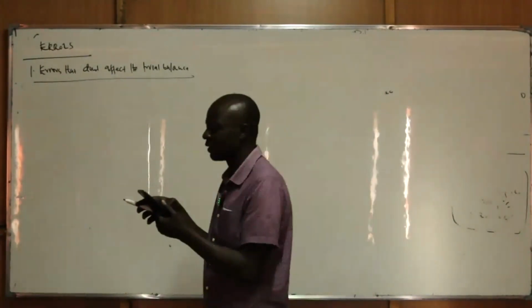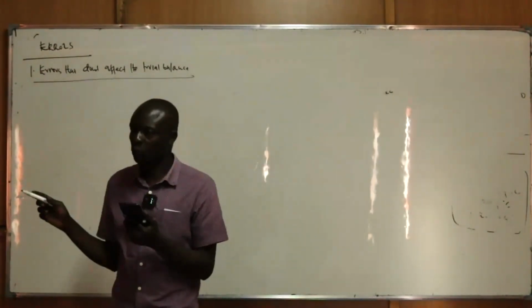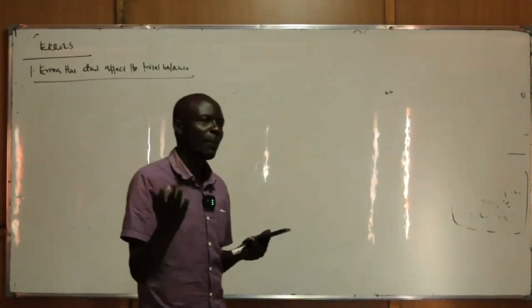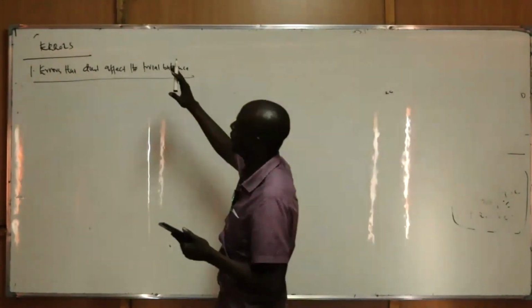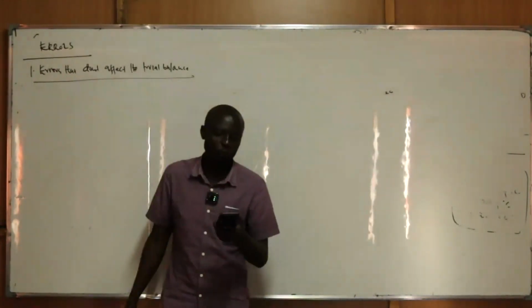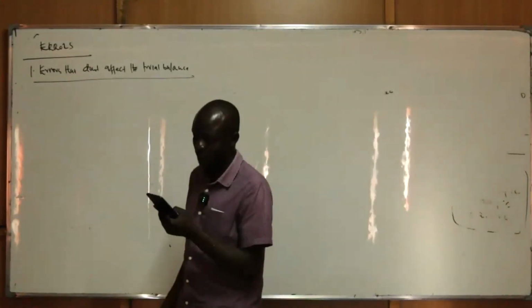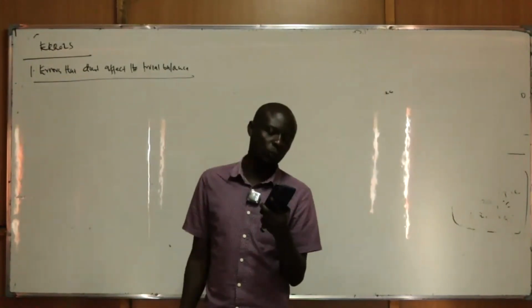Then we have errors that affect the trial balance. Those are the errors that will be revealed by the trial balance because the trial balance will not agree. Remember, we said the trial balance, the debit and the credit side must be equal. So we have those errors that, when they are done, will not be revealed by the trial balance. So we call them errors that do not affect the trial balance. So we start with those ones.